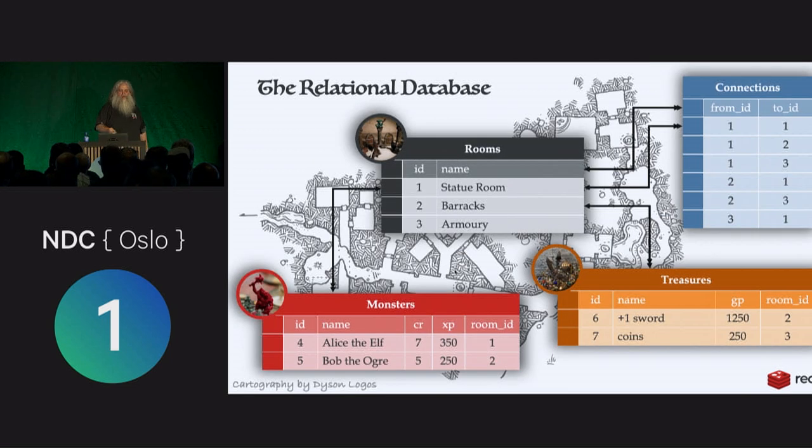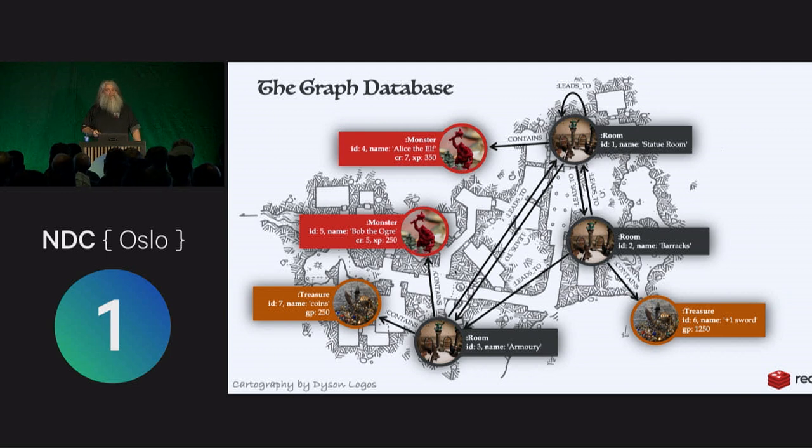And so for this relatively small problem, our relational database here has gotten kind of complicated. This big blue connections table over here is going to get big. Our graph database kind of looks like what it is. I put this over top of a map of a dungeon on purpose because it kind of looks like a dungeon. You can look at it and get a sense of it, like a subway map, right? And so I think it's a tidier way to represent these sorts of problems. And with our graph database here, we should be able to do some interesting queries.